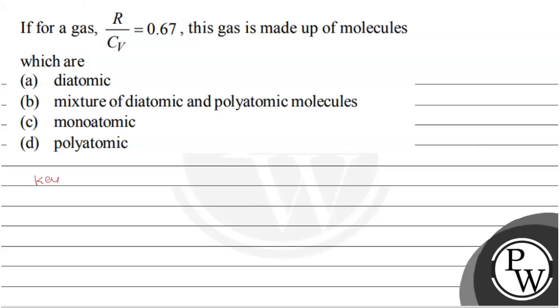हमें यहाँ पे क्वेश्चन में R by CV का रेशियो दिया है. The key concept is the monoatomic molecules, diatomic molecule, the degree of freedom relation with the CV and R, degree of freedom that is F. फ्रॉम दिस डिग्री ऑफ फ्रीडम हम यहाँ पे समझ सकते हैं कि इसका डायटोमिक है कि मोनोएटॉमिक है या पॉलीएटॉमिक है. फॉर दिस यू नीड दिस CV इज इक्वल टू F by 2 into R.